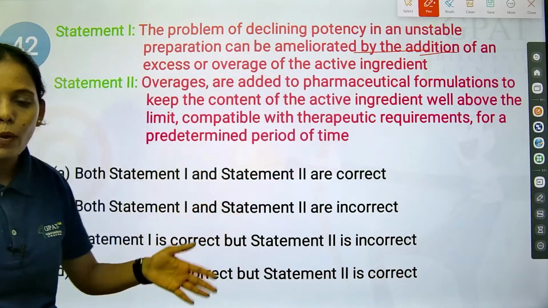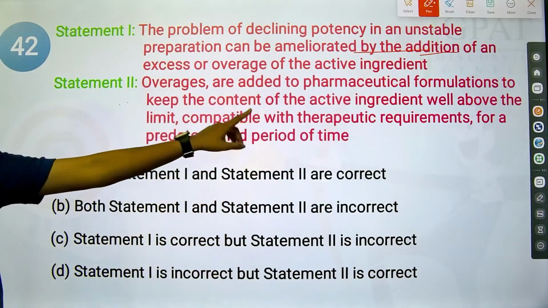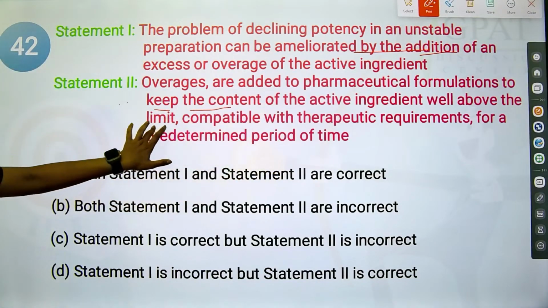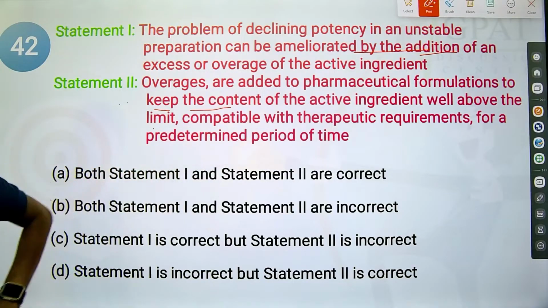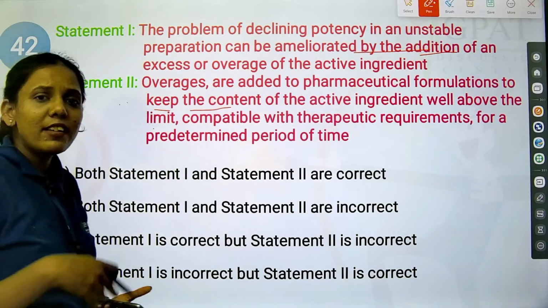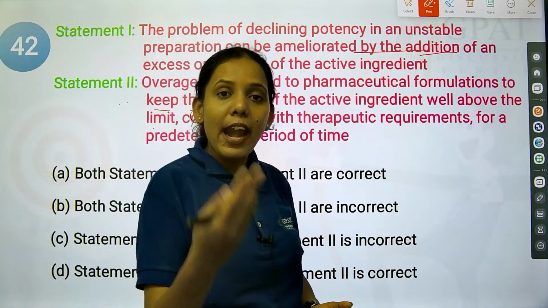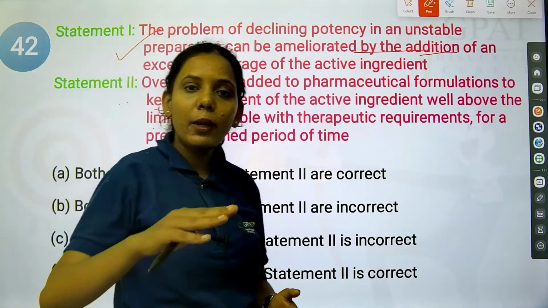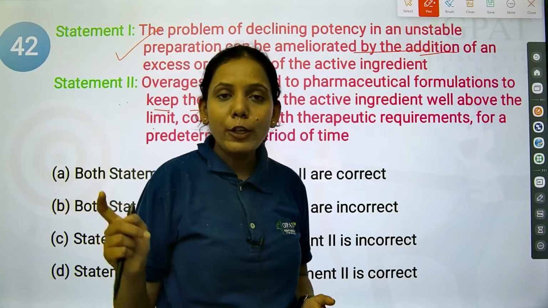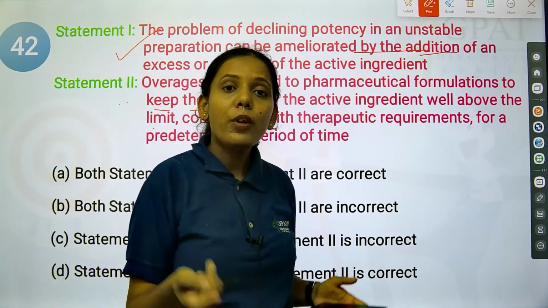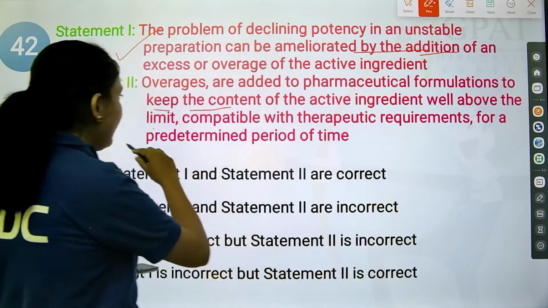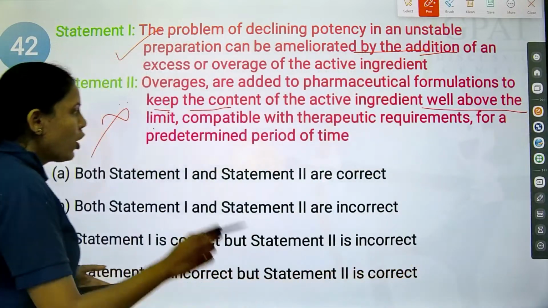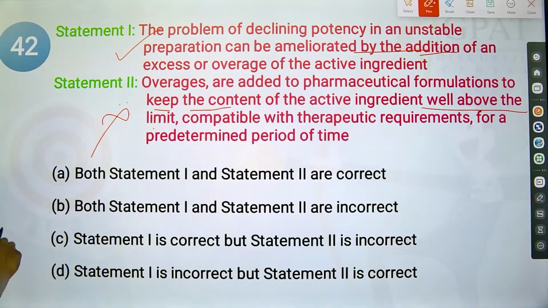Overages means additional amount. Overages are added to pharmaceutical formulation to keep the content of the active ingredient well above the limit compatible with therapeutic requirements for a predetermined time. Because it is declining potency, definitely we are adding, so statement 1 is correct. But what they are telling is we are adding to keep it above the limit. We are not adding to keep it above the limit. We are adding to keep it within the limit, right? So definitely this is not the right answer because this statement is not right. So statement 1 is correct, but statement 2 is incorrect.